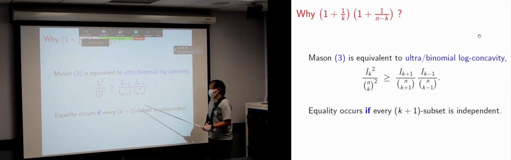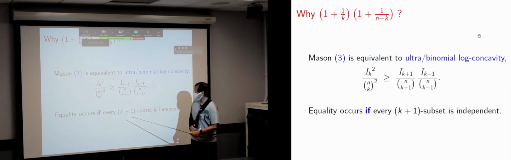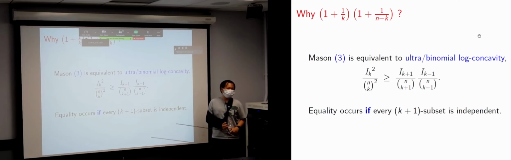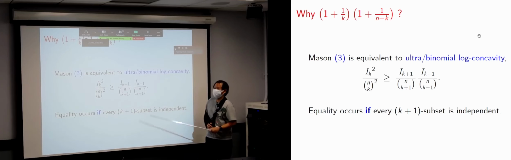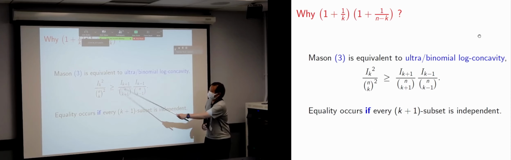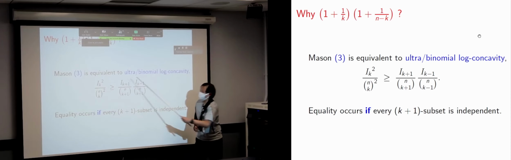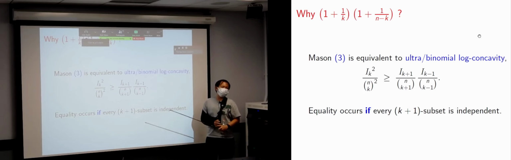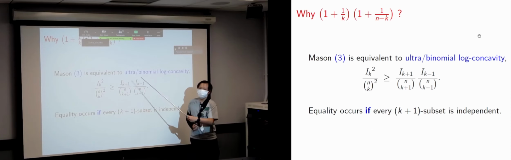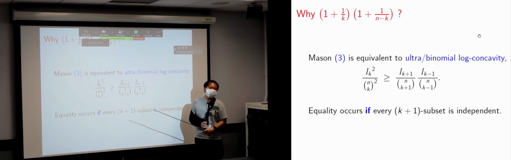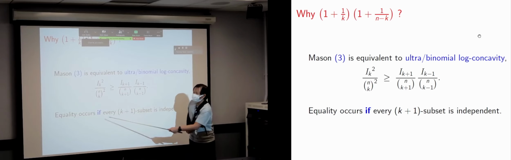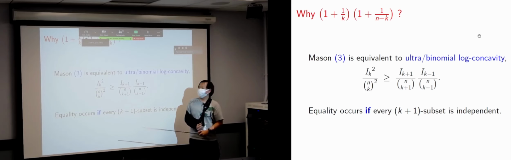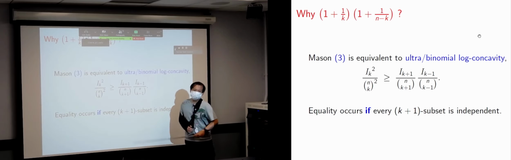One of the reasons is because he knows that if every (k+1)-subset of your matroid is independent, in this case I_k is equal to n choose k, I_{k+1} is equal to n choose k+1, and so on. So in this equation, the left side becomes 1, and the right side is also 1. So you have equality. This means that if the conjecture is true, then this inequality is in a way tight. That is indeed the best result possible. And later in the talk, we will see that this condition is actually if and only if: if this has equality, then every (k+1)-subset must be independent.